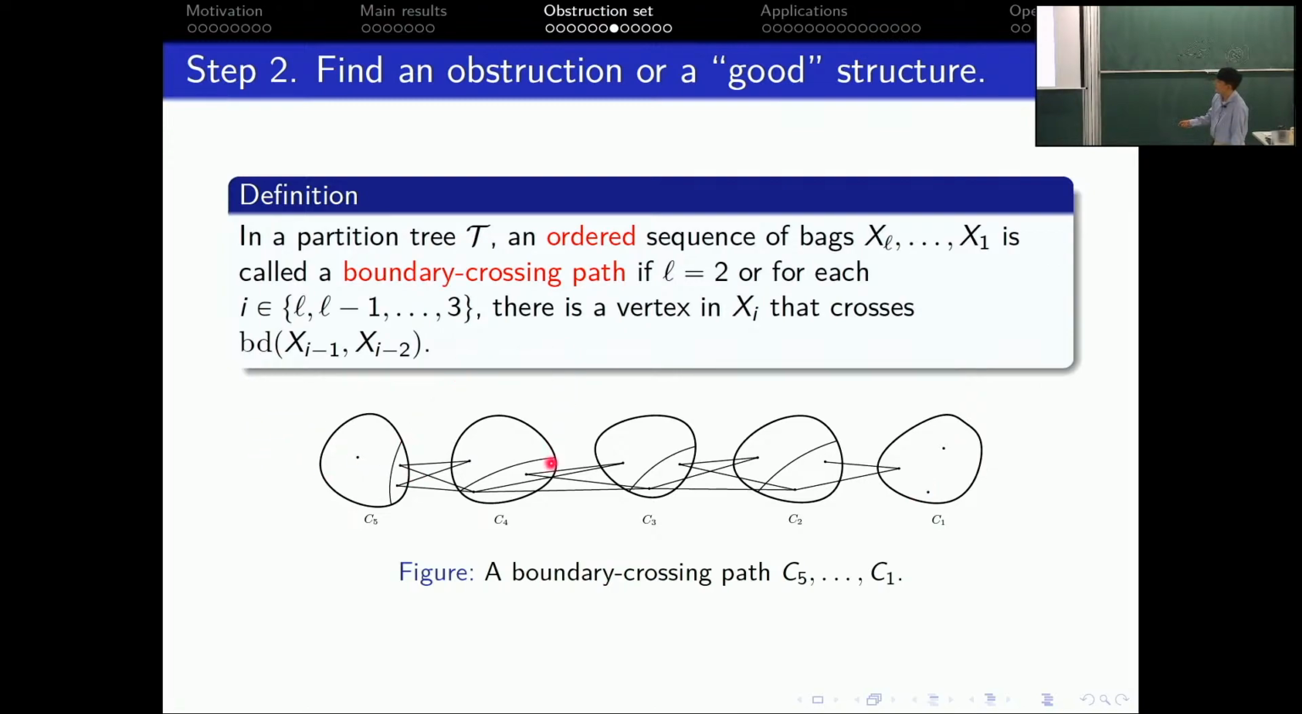So this is a boundary crossing path. I draw some five bags, and this small part is the boundary of C5 into C4, and this part is the boundary of C4 into C3, and so on. And this is a boundary crossing path because C5 has a vertex that crosses this boundary, right? It has a neighbor in here and a neighbor in here. And also C4 has a vertex that crosses this boundary and the remaining part, and so on. So that's the definition of a boundary crossing path. Does everyone understand? Okay.